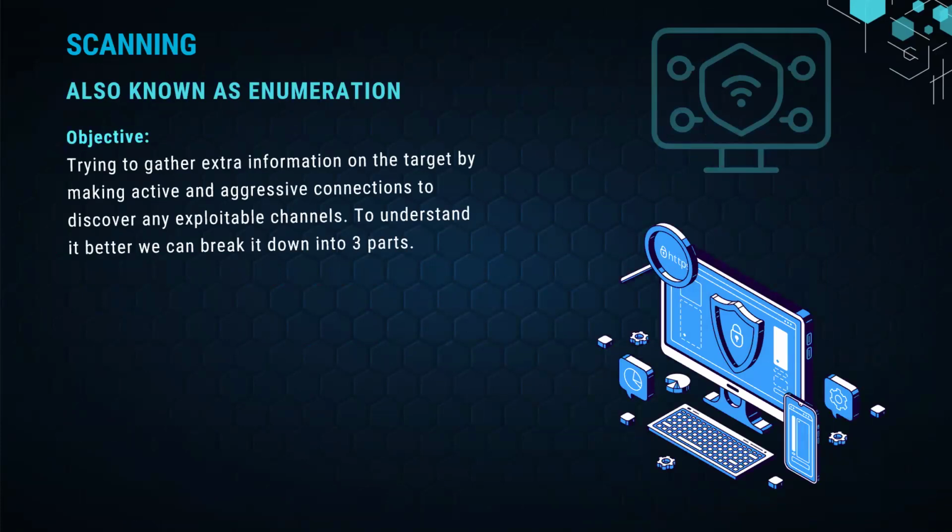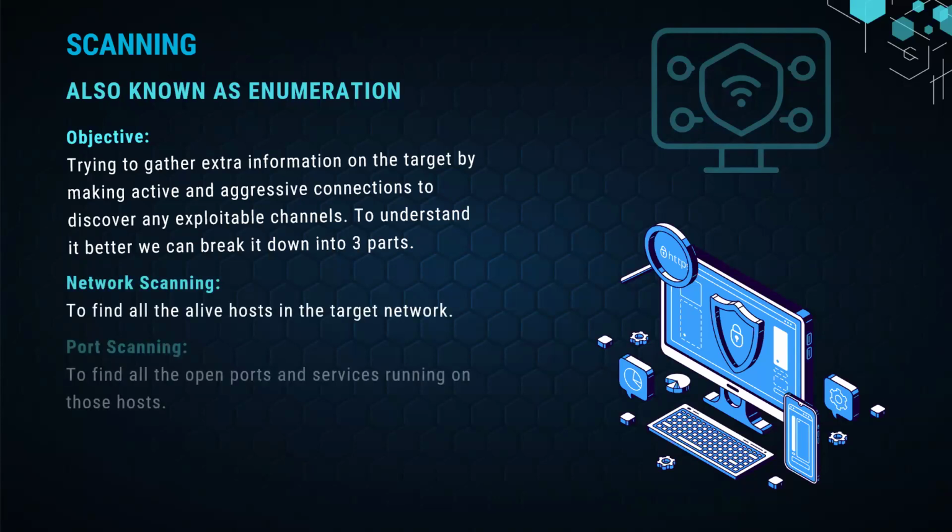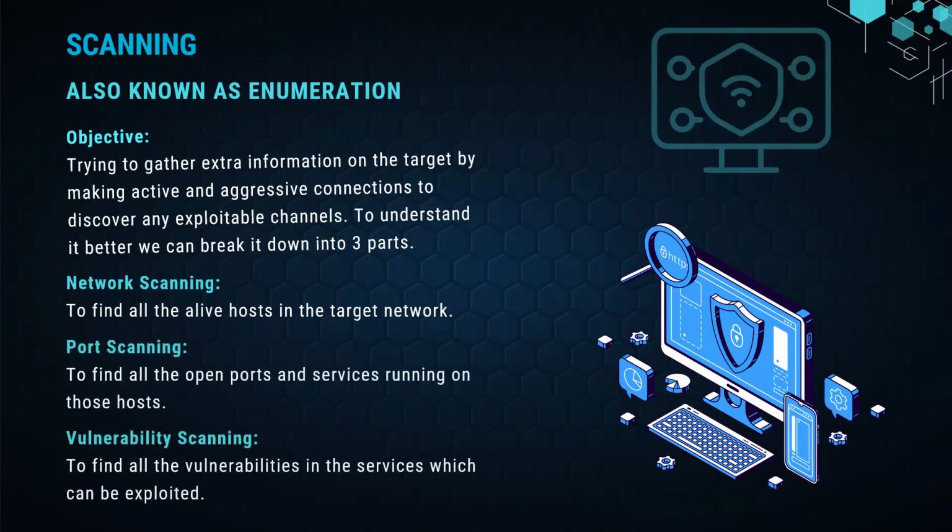What I mean by actively is whatever IP addresses, emails, or domains you've obtained, you now make direct connections on those. You use certain tools in cybersecurity to attack those devices and obtain extra information from them. To understand what that extra information is, we can break down scanning into 3 parts: network scanning, port scanning, and vulnerability scanning.